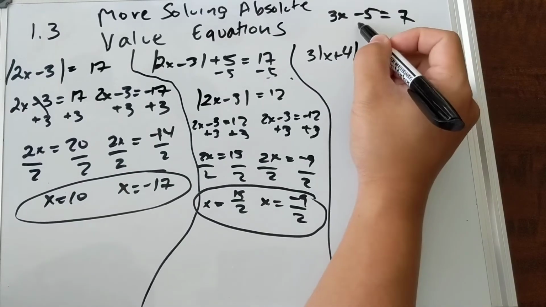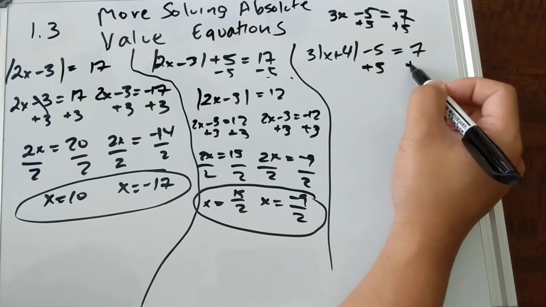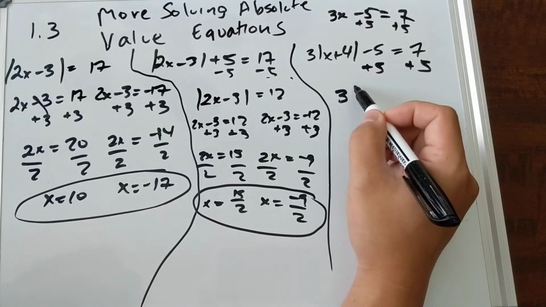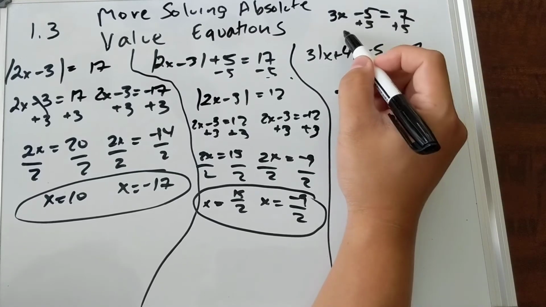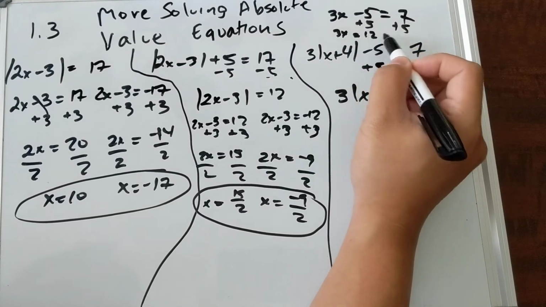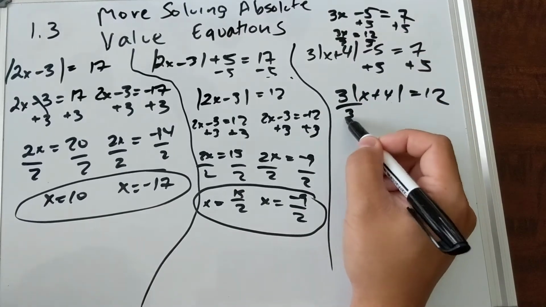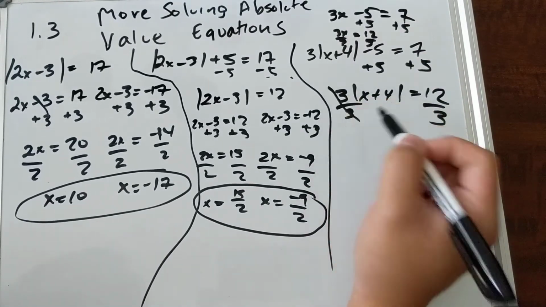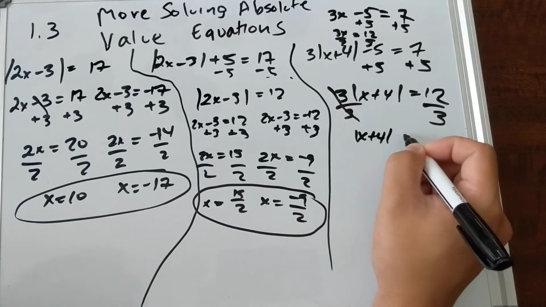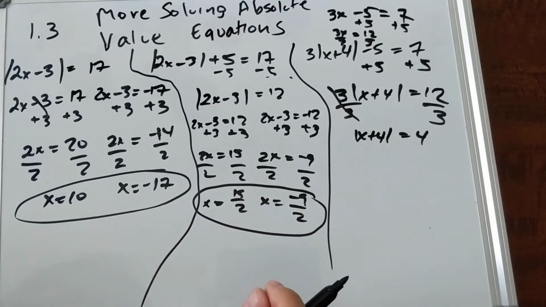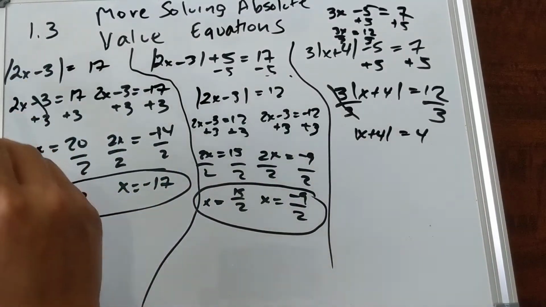This one, what I would do first is plus 5. So here I'm going to do the same thing here, plus 5. So I see the 3x equals 12. And then what would you do to solve this? I divide by 3. So I'm going to do the same thing here. Divide by 3, cross this off. And then I'm going to get the absolute value of x plus 4 equals 4. And now, again, this problem looks exactly like this one.